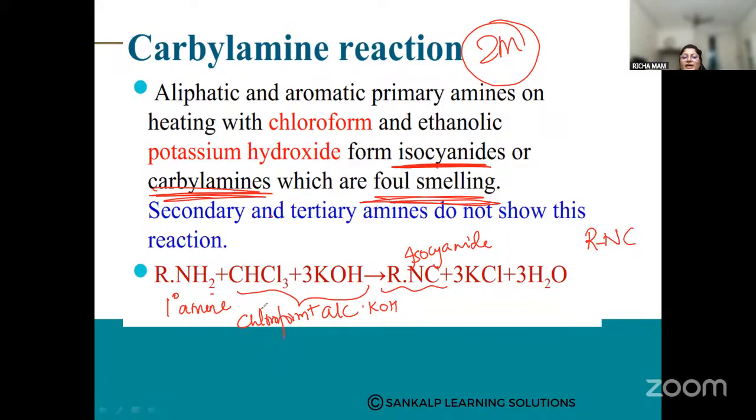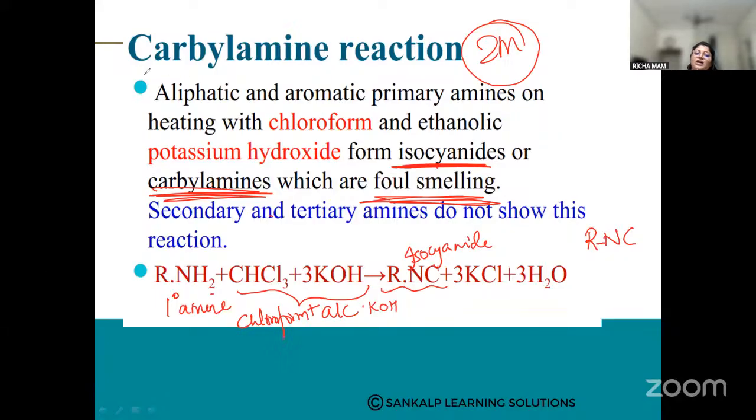So a primary amine, which you can take as aliphatic or aromatic, you are going to heat with chloroform and ethanolic KOH, that is alcoholic KOH, and it forms your isocyanide or carbalamines. What are you going to get? Isocyanide. Very, very important.